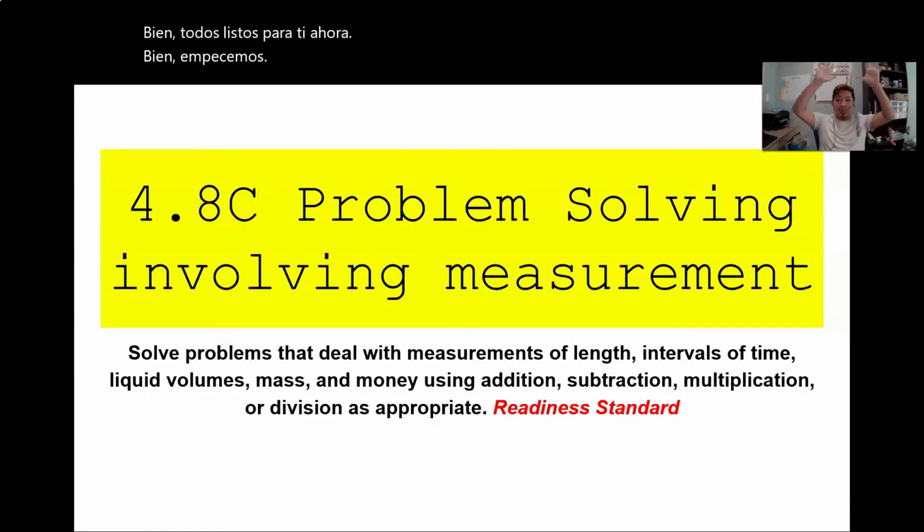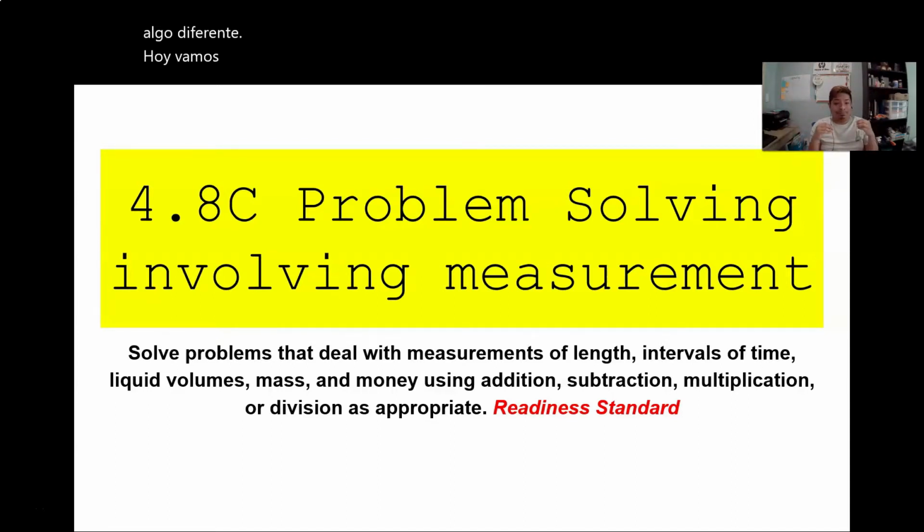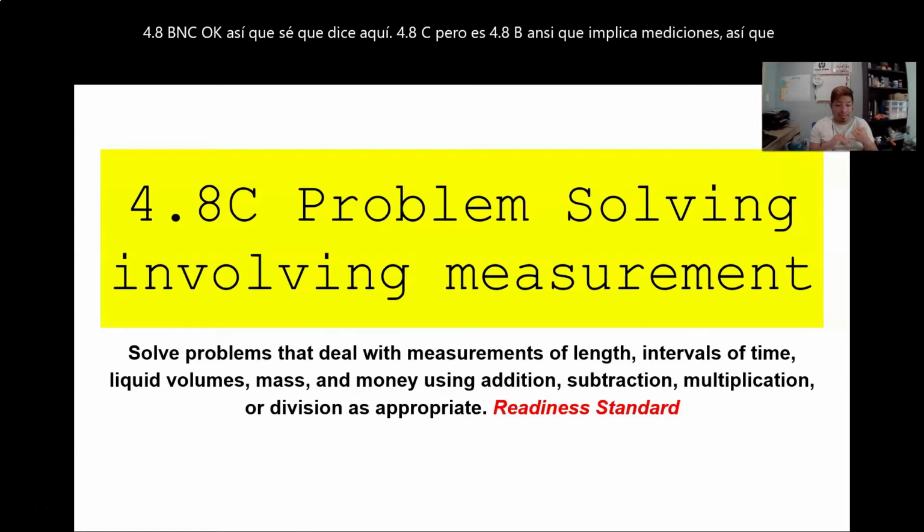Hello everyone, I hope you are excited today because today we're going to be learning something new, something different. Okay, today we're going to be learning about 4.8 B and C. Okay, so I know it says right here 4.8C, but it's 4.8 B and C, involving measurements. So we did length, we did mass, and we did liquid, and now we're doing time. So we're going to be learning about the different types of time.